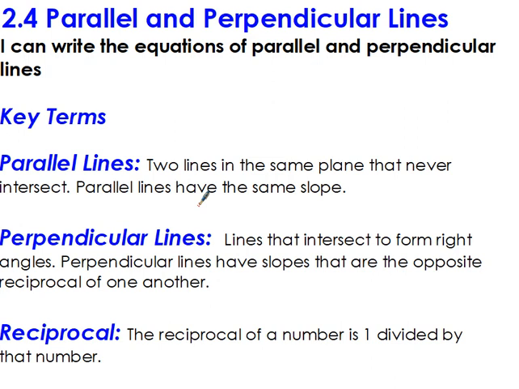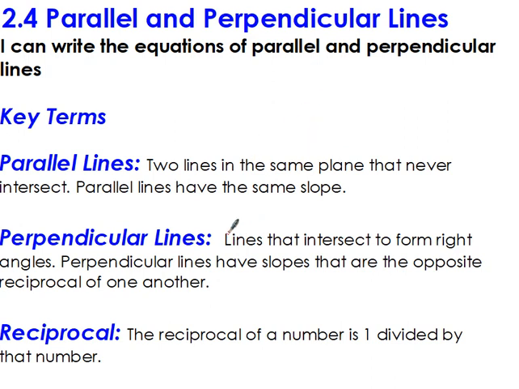Here we go. So, we're going to talk about 2.4 parallel and perpendicular lines. Here are your definitions. Now, what we're really focusing on is writing the equation of lines that are parallel or lines that are perpendicular to one another. And this really has to do with their slopes.